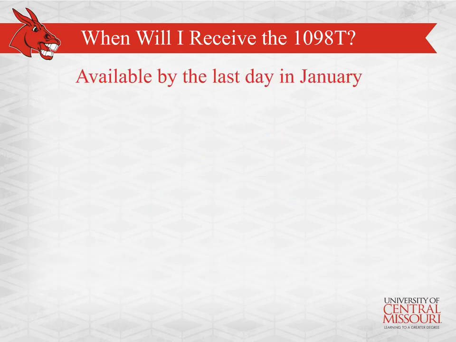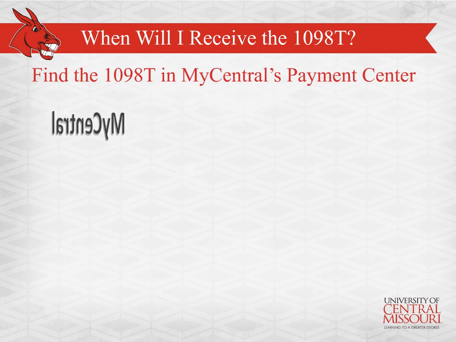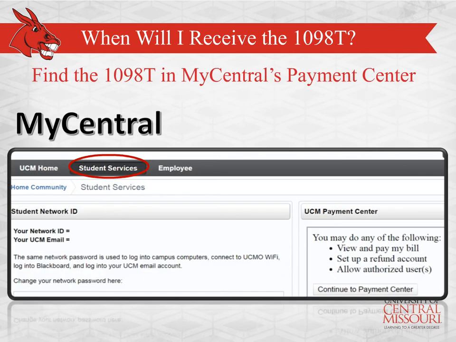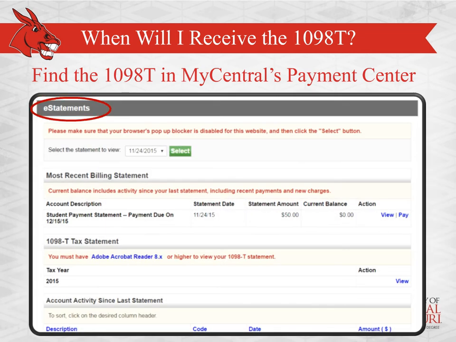If you have chosen the fastest method, electronic delivery, you may retrieve a copy of the 1098-T within the UCM Payment Center. If you would like an electronic copy in the future, you may select this option in the Payment Center.